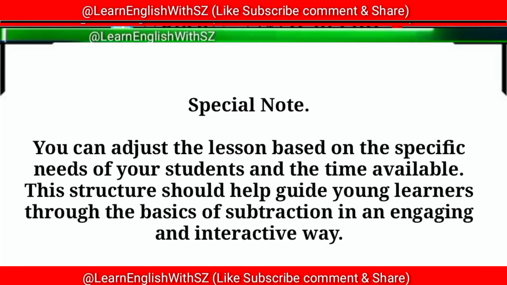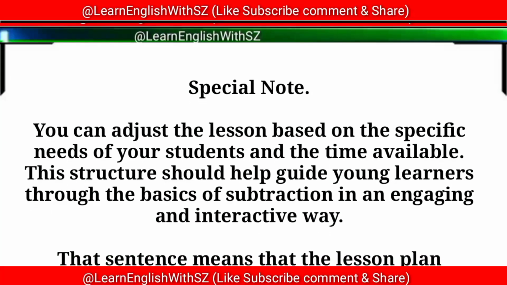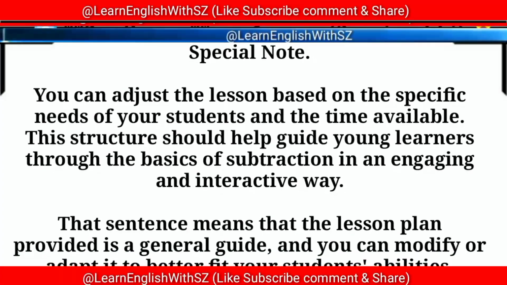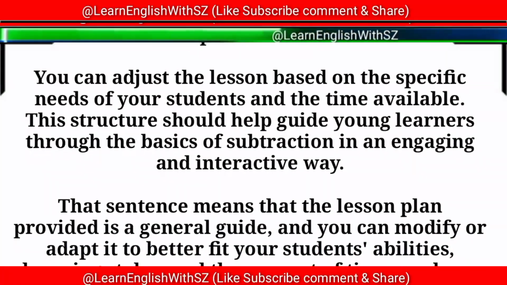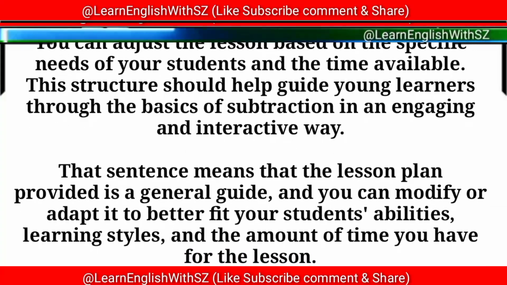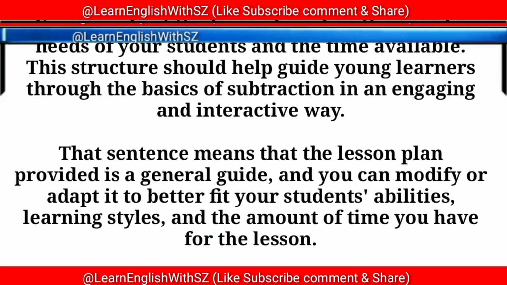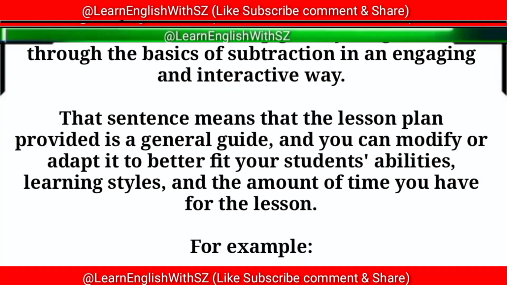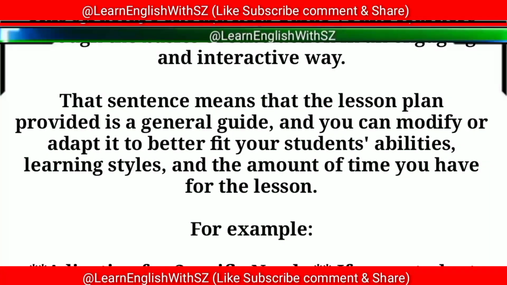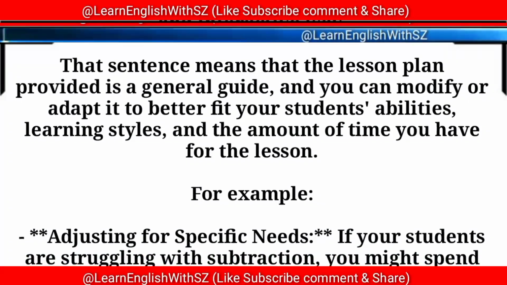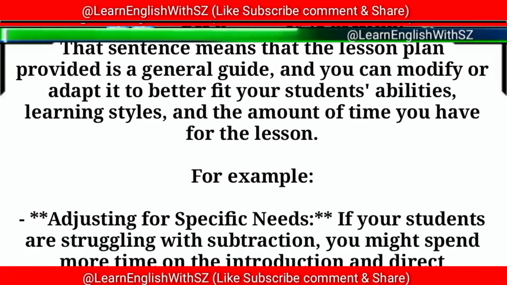Special note: you can adjust the lesson based on the specific needs of your students and the time available. This structure should help guide young learners through the basics of subtraction in an engaging and interactive way. That sentence means that the lesson plan provided is a general guide, and you can modify or adapt it to better fit your students' abilities, learning styles, and the amount of time you have for the lesson. For example, adjusting for specific needs.